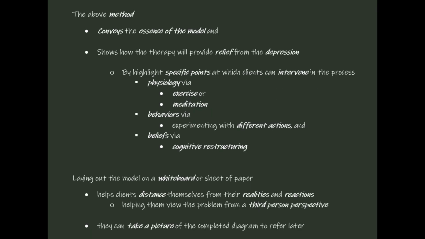The above method conveys the essence of the model and shows how the therapy will provide relief from depression by highlighting specific points at which the clients can intervene in the process. For example, physiology by exercise and meditation, behavior by experimenting with different actions, and beliefs by cognitive restructuring. Laying out the model on a whiteboard or a sheet of paper helps the client to distance themselves from their realities and reactions, helping them view the problem from a third-person perspective. They can even take a picture of the completed diagram to refer to later.